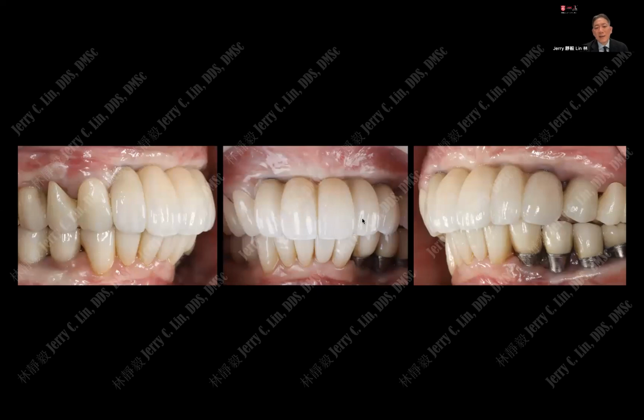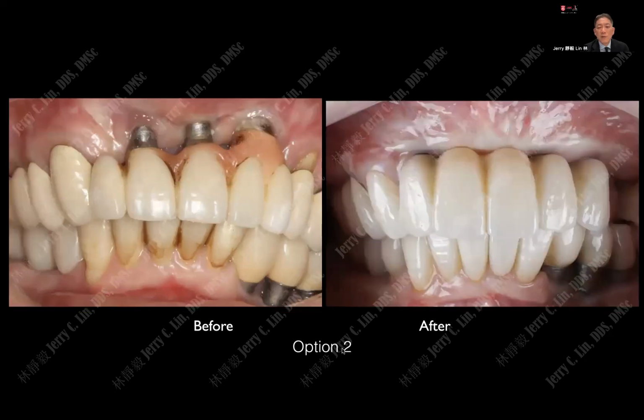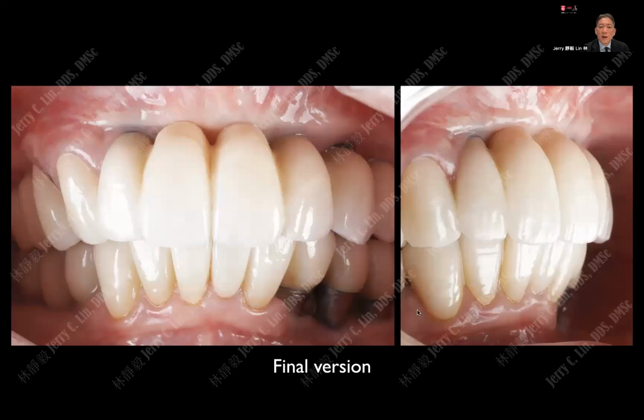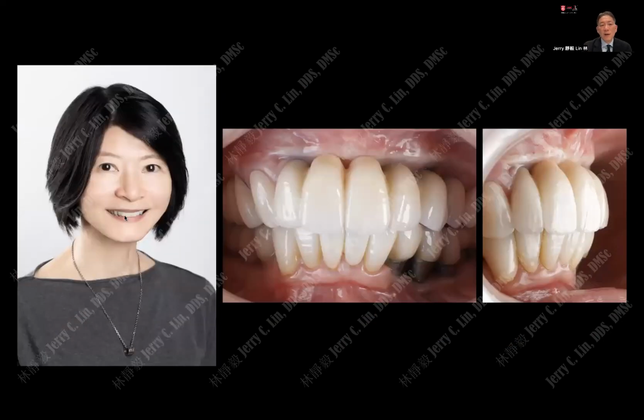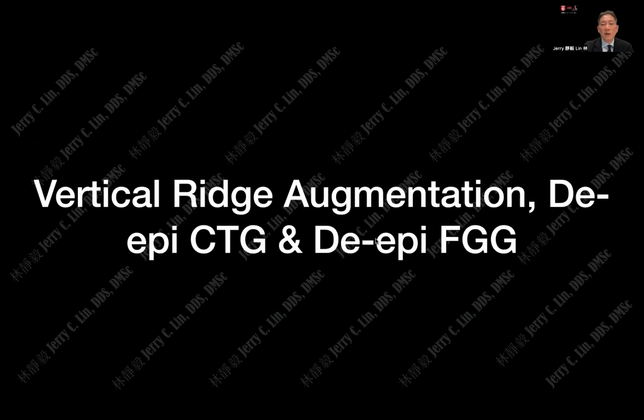But the patient didn't like the appearance of this prosthetic, so I did another one. This is option 1, option 2, and option 3. The patient liked option 3 because she wanted a very prominent central incisor. So this is the definitive result she preferred. This is the 7-year follow-up. Even though there was some remodeling, we still have very good implants and soft tissue appearance.